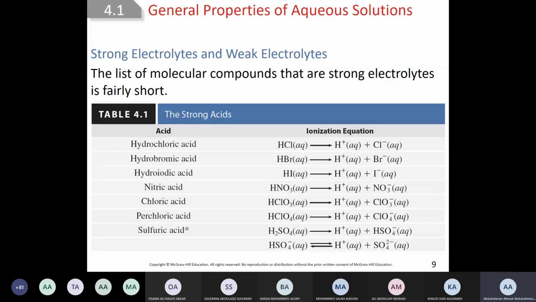Next. What are the strong electrolytes? I want you to memorize these acids. Sit down today with the table and memorize the names of these acids: hydrochloric acid, hydrobromic acid, hydroiodic acid, nitric acid, chloric acid, perchloric acid, sulfuric acid. How many now? 1, 2, 3, 4, 5, 6, 7. Seven acids. When they dissolve in water, they dissolve completely, and they are strong electrolytes.